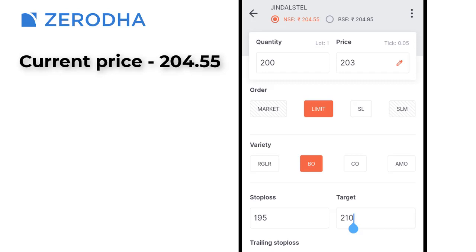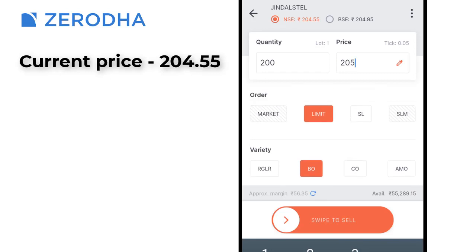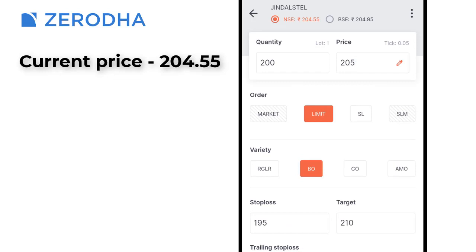For example, now the current price is 204, right? I can sell this stock using a limit order above the current price; you need to choose above 204.55. For example, I would like to sell this stock at 205 with quantity 200. Now you can see my order is ready. I can sell this stock above the current price, which is 204.55.